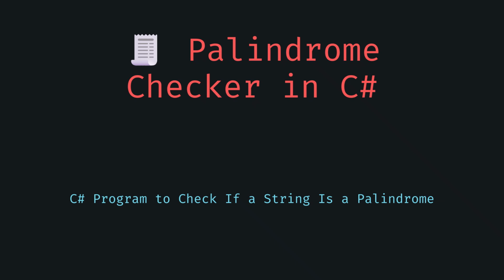We'll cover a robust approach that gracefully handles null input, and will include a flexible option to ignore case and non-alphanumeric characters, which are useful for sentences like "A man, a plan, a canal, Panama." I'll walk you through the code, explain the logic step by step, and show multiple examples. Let's get started.